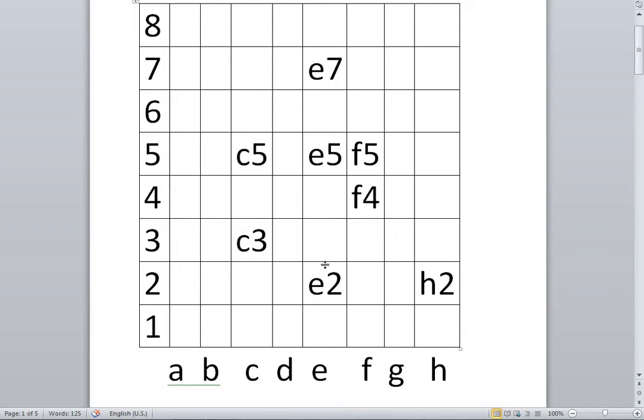Then if we see this square, it is standing on the E file, 2nd rank. So E2. This square, it is standing on the E file, 6th rank. So we can say E6. This square, standing on the H file, 6th rank. So H6. So you have to write the name of the squares in a small letter and not in the capital letter.